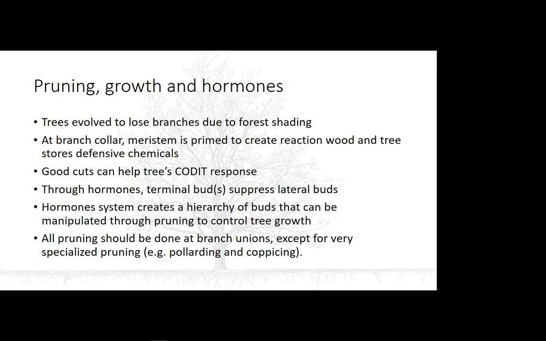We talked about how trees grow. We talked about the hormones. We talked about the coded response. All of these things come into play when we start thinking about how to prune trees.